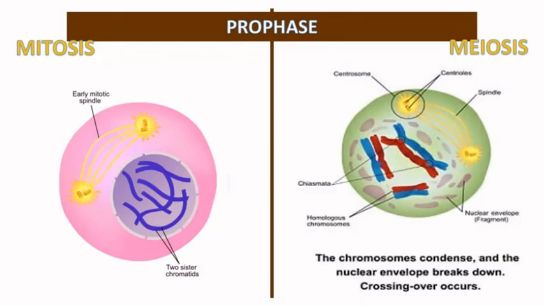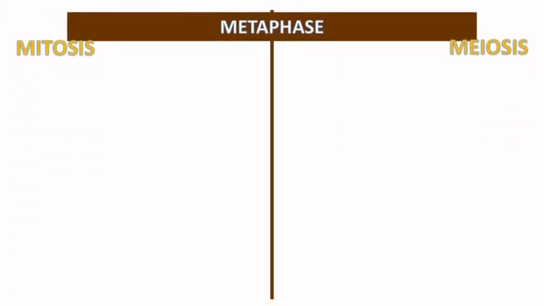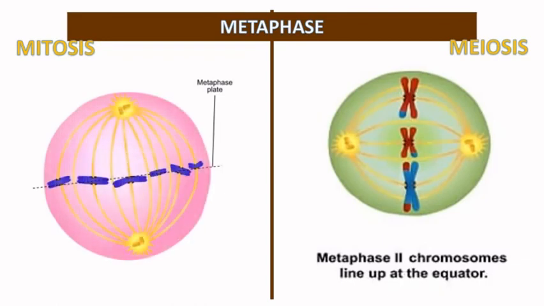Now, let us take a look at the next phase, which is, yes, M for metaphase. In metaphase 2 of meiosis and metaphase of mitosis, chromosomes line up along the metaphase plate due to the action of microtubule spindle fibers emanating from the centrosomes located at opposite cell poles. These fibers are attached to the chromosomes by kinetochores at the centromeres of the chromosomes.